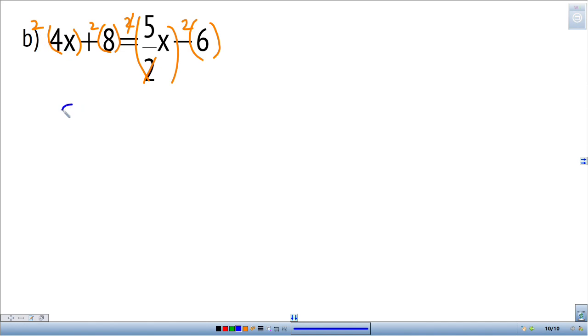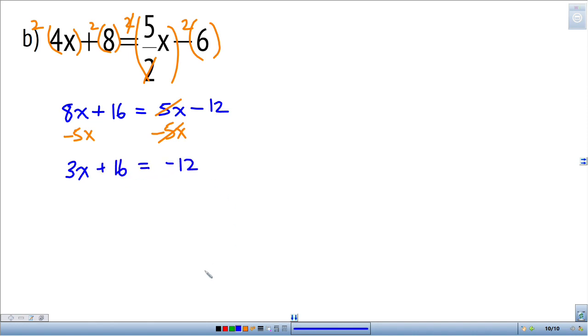We have 2 times 4x is 8x. And then 2 times 8 is 16. That's equal to, now the 2 here has been divided out, so I'm left with 5x here minus 2 times 6, which is 12. So again, now we have an equation with a variable on both sides. So let's eliminate the lowest one, which is 5x. These will subtract away. So I'm left with 3x plus 16 is equal to -12.